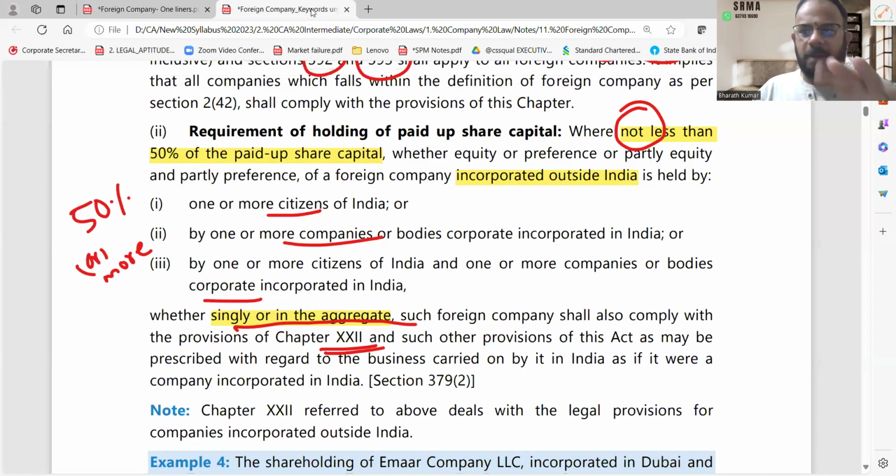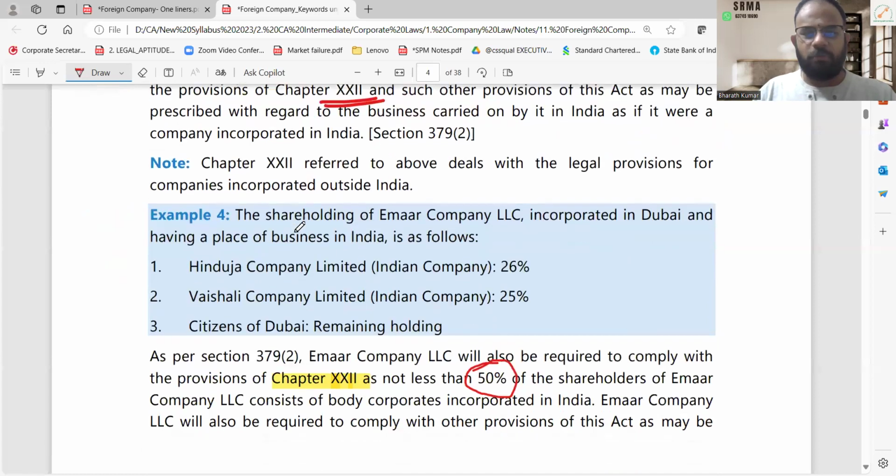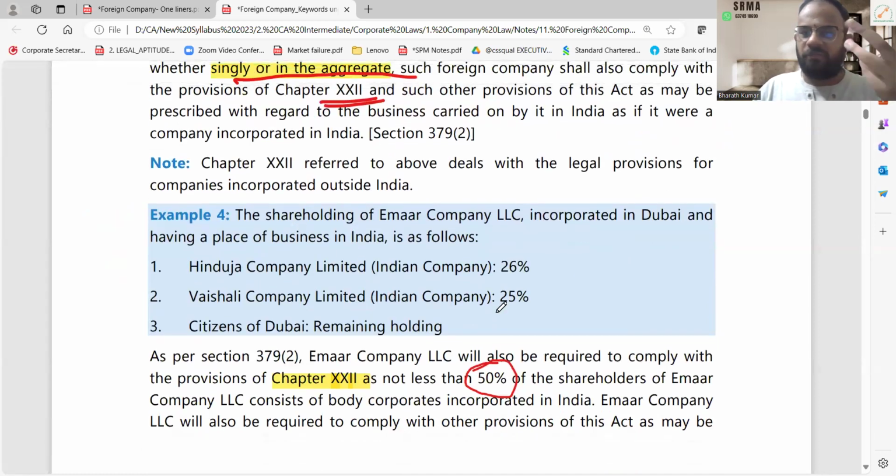50% exceeding means chapter 22 will be applicable. That is what they have given. Now an example: 26 plus 25 is more than 50, so it will be applicable. That's all. Very simple. Very, very simple.